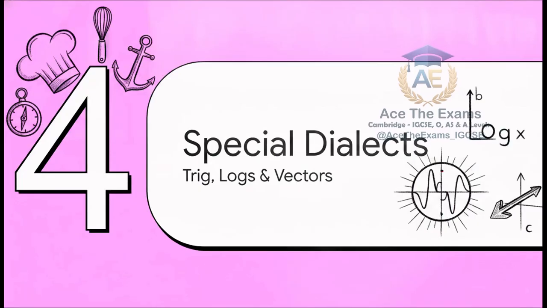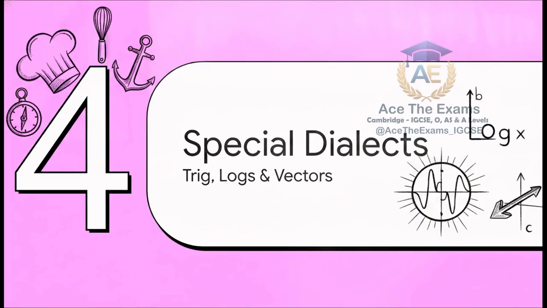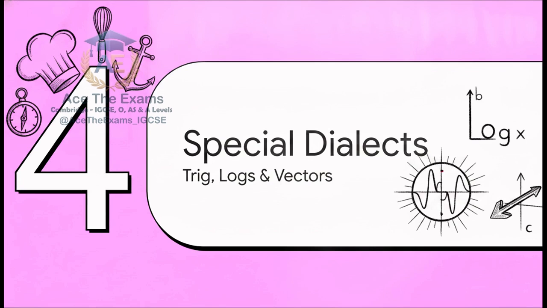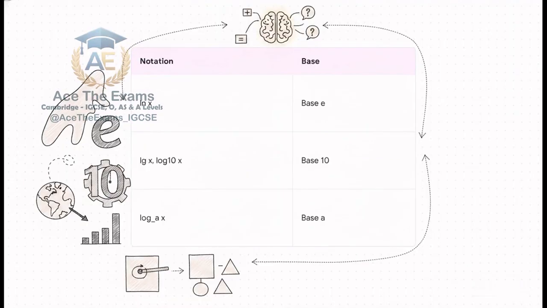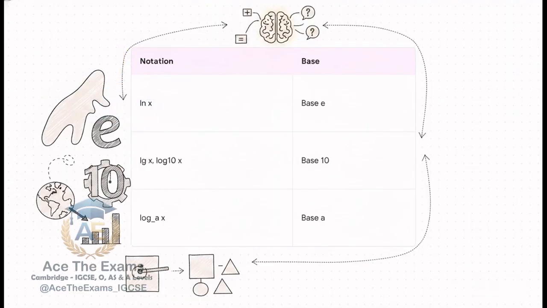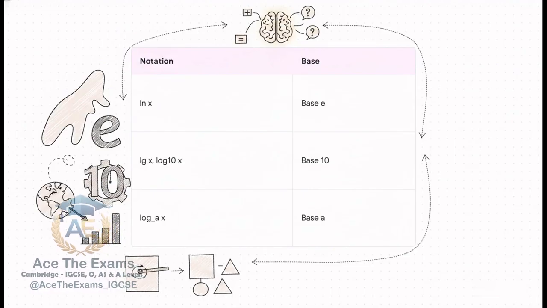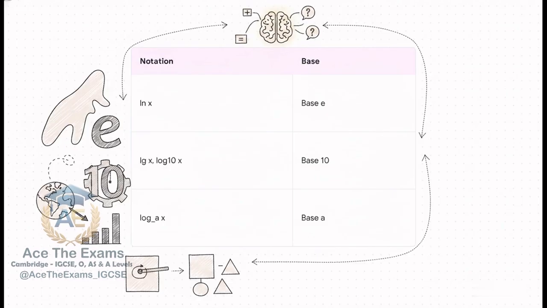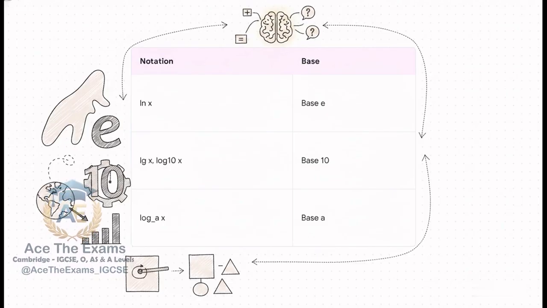Section 4. Special dialects. Just like any deep language, math has regional dialects for specific topics: trigonometry, logs, and vectors. Just like a chef or an architect uses specific, highly technical jargon, we use distinct notations for specific mathematical terrains. Let's decode the logarithm family first.